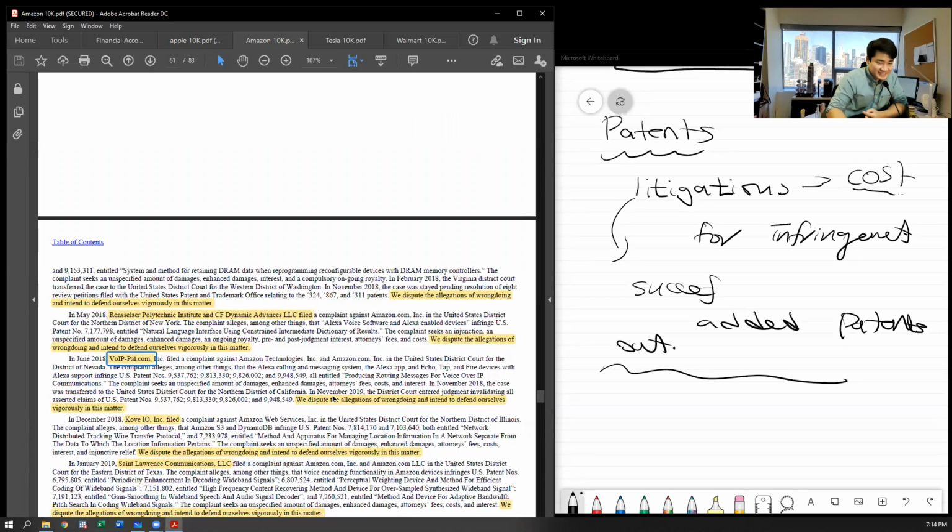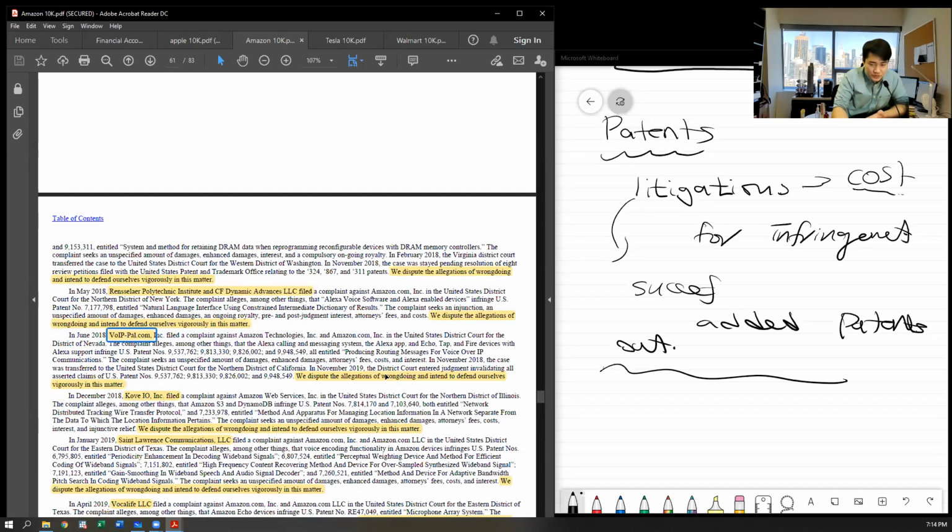Is there a likely settlement, instead of always saying vigorously defend ourselves in the matter? Yeah, settlement could be an agreement, or the judge can help settle the case. But that number is not reported in the balance sheet or the income statement. It's only being disclosed in the notes of the financial statement.